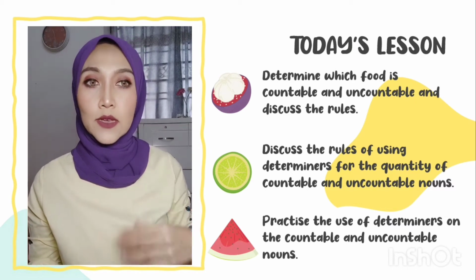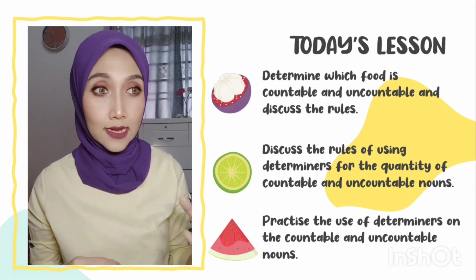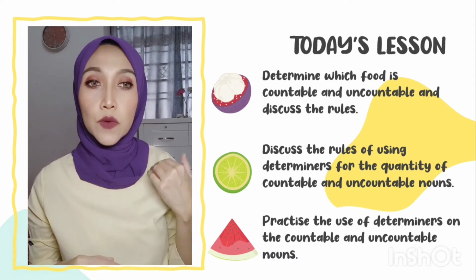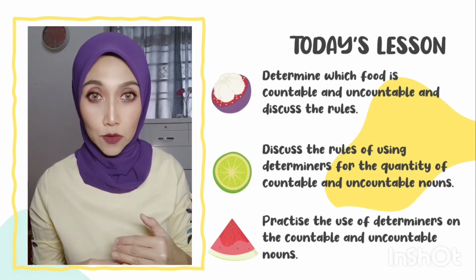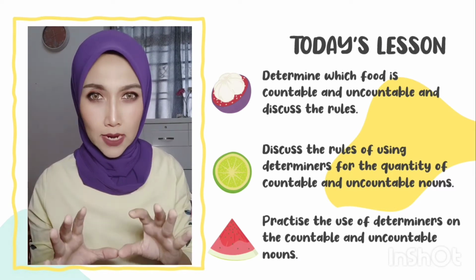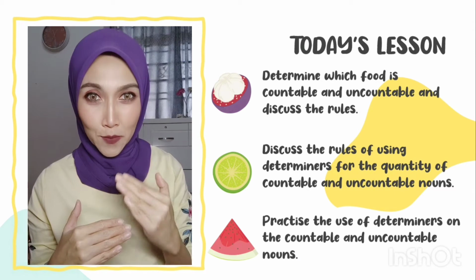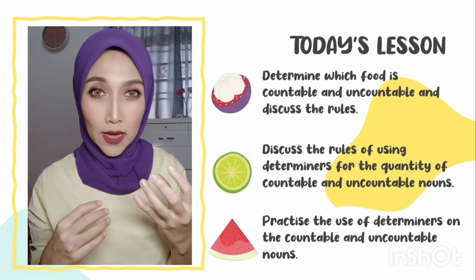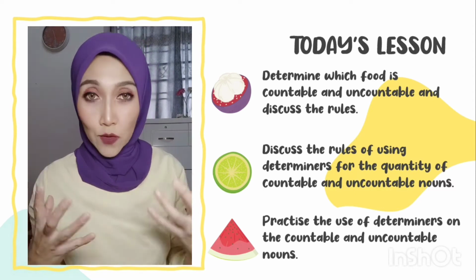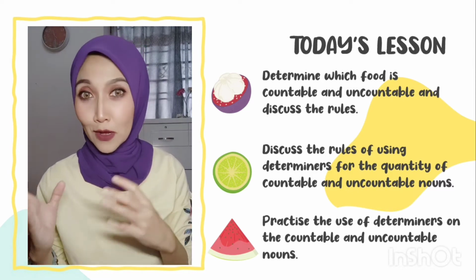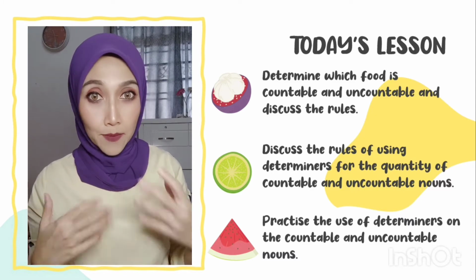Next, we'll discuss the rules of using determiners for the quantity of countable and uncountable nouns. And we're going to practise the use of determiners on the countable and uncountable nouns. Don't worry, you just follow the lesson, just focus, and I will bring you to the point. First you have to identify which food is countable and uncountable. That's very important, and then only you will choose the determiners to use. Then we'll do some practice so that you will have better understanding.